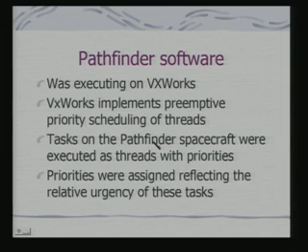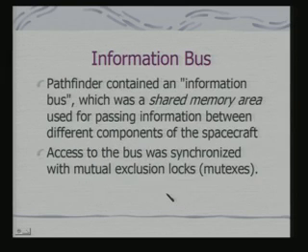Tasks on the Pathfinder spacecraft were executed as threads with priorities. Priorities were assigned reflecting the relative urgency of these tasks. This is a standard way of assigning priorities. And why are threads being used? Because I told you that threads in an embedded system are the most likely mechanism to manage concurrency, because the context switching overhead for threads is much less.